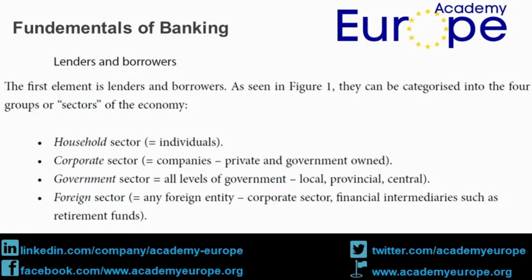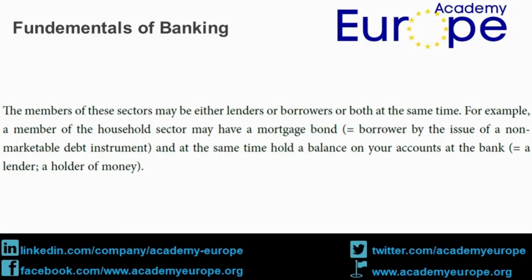Lenders and borrowers. The first element is lenders and borrowers. As seen in Figure 1, they can be categorized into the four groups or sectors of the economy. Household sector, equal individuals. Corporate sector, equal companies, private and government-owned. Government sector, equal all levels of government, local, provincial, central. Foreign sector, equal any foreign entity. Corporate sector, financial intermediaries such as retirement funds. The members of these sectors may be either lenders or borrowers or both at the same time.